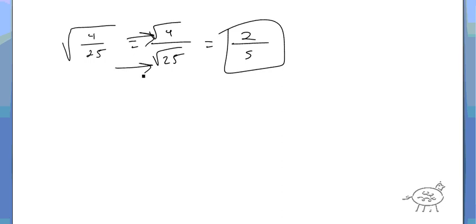I can also have something like this. If I say the square root of 4 over 25. Well, can I simplify 4 over 25? No, I can't. It doesn't simplify. What I can do is I can write this as square root of 4 over square root of 25. And isn't the square root of 4 just 2? And isn't the square root of 25 just 5? And there's my answer. So sometimes it makes sense to split it up into separate terms.